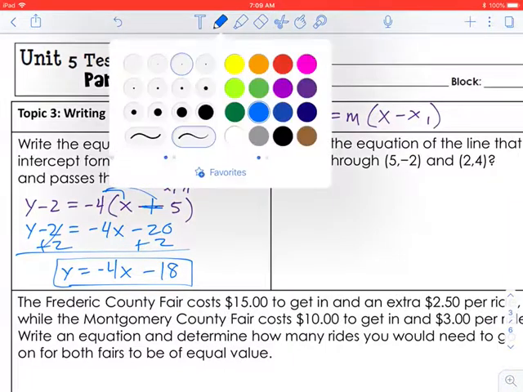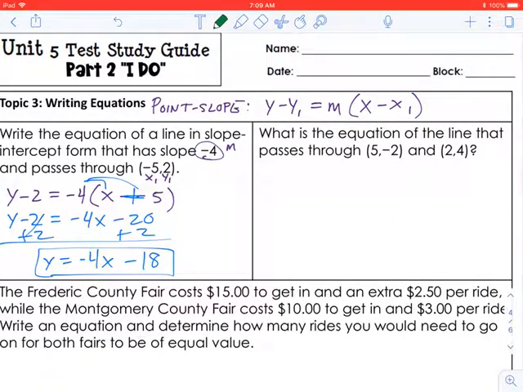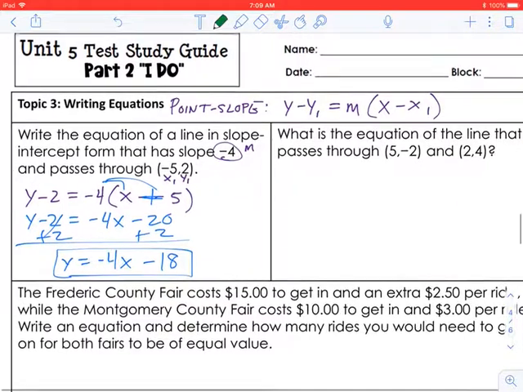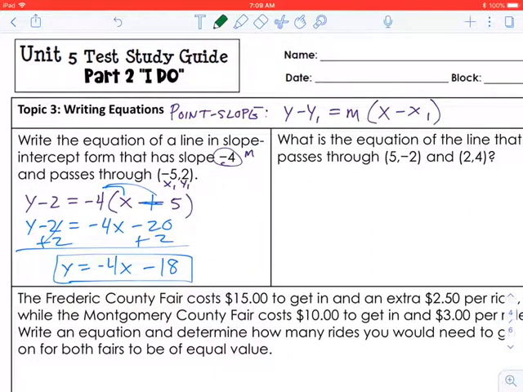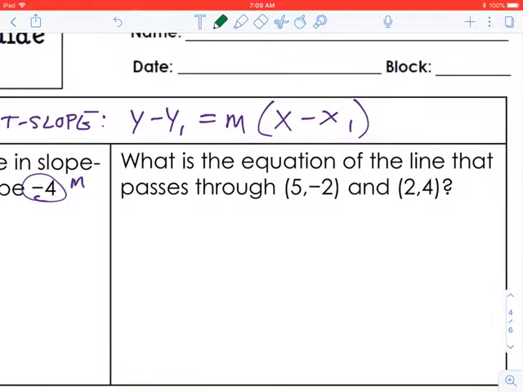And so our last one here is the exact same thing, except look what we don't have. This time I had a slope and a point. This time I have 2 points, so I need to find my slope. So a little reminder what slope is. I've got m equals y2 minus y1 over x2 minus x1.